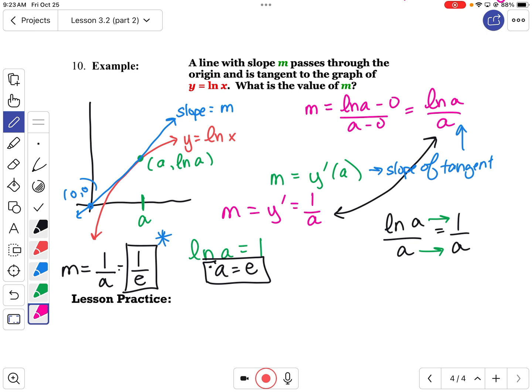Okay. How did ln of A over A equal 1 over A? Okay. So ln of A over A is the slope of the line using the slope formula. Oh, okay, got it. And then 1 over A is the derivative at that point. So they're the same. Good job.